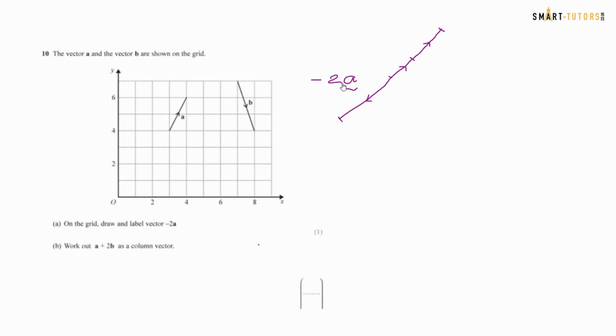So let me change it to blue color. I'm going to extend a line to double, and the direction I need to mark is this way, that is negative 2A. Let me explain this a little bit further. If you see this one, this is 1 unit in this direction and 2 units up.